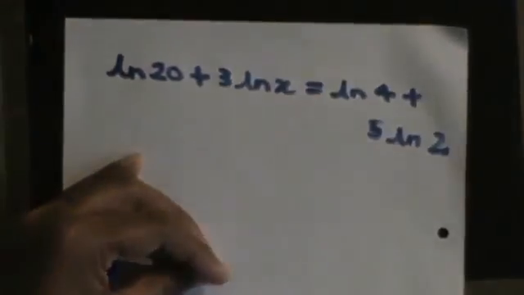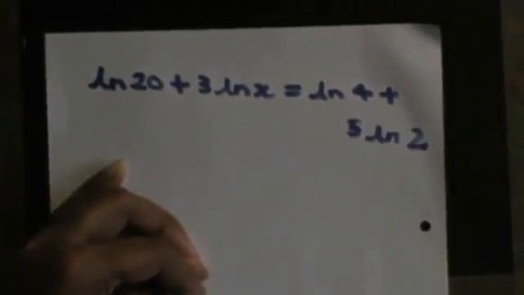First of all, I'll take something like this. Let's say you were given ln 20 plus 3 ln x is equal to ln 4 plus 5 ln 2, something like that. So how can you find the value of x?